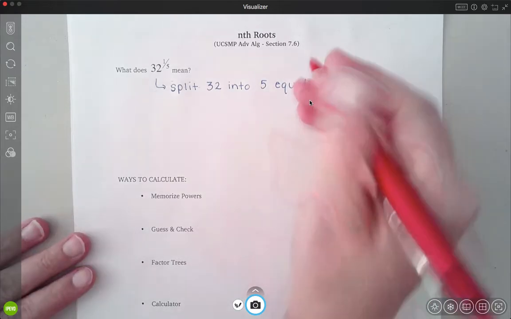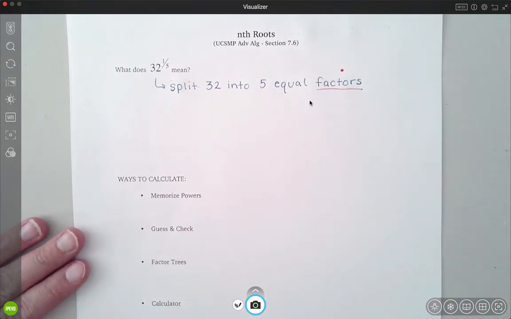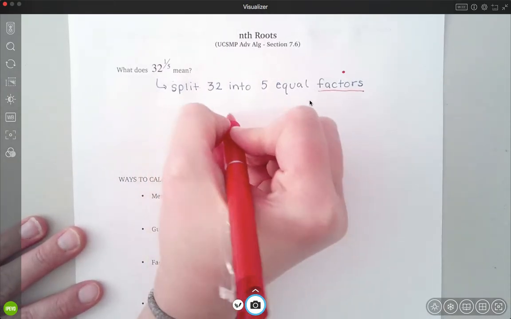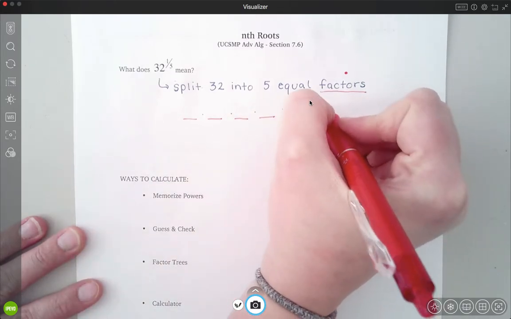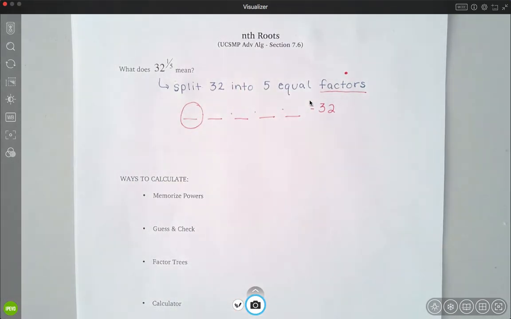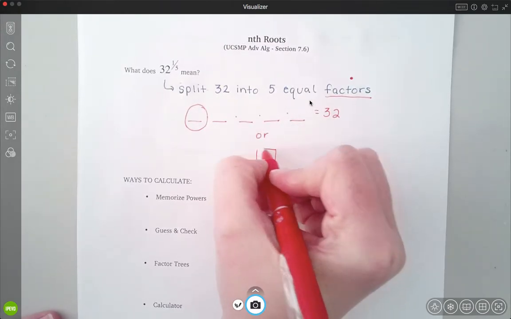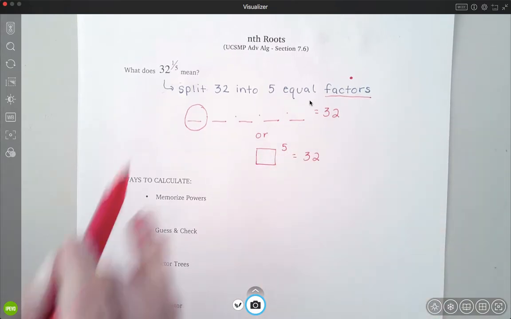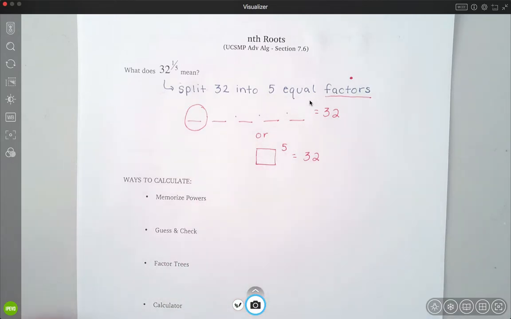But when I say the word factors, that means multiplication, okay? Factors means to multiply. So what I'm looking for here is something times something times something times something times something that equals 32, all right? And I want to know what one of those pieces would be. In other words, what to the 5th power would give me 32? So this is essentially the opposite of doing a power. It's undoing a power of some kind.